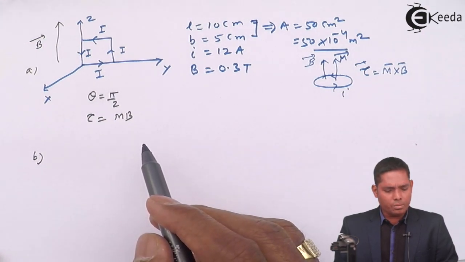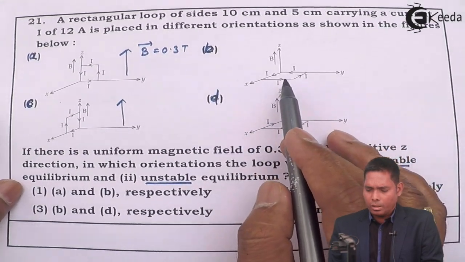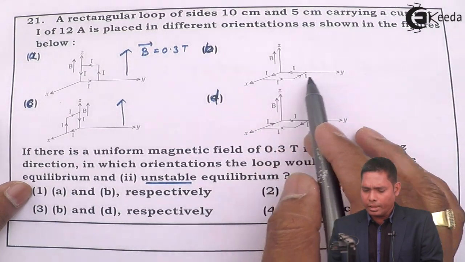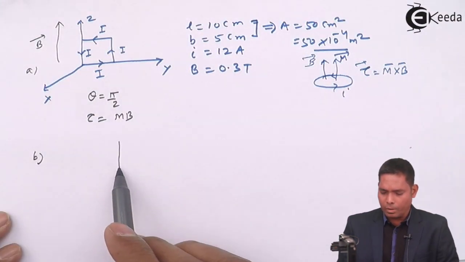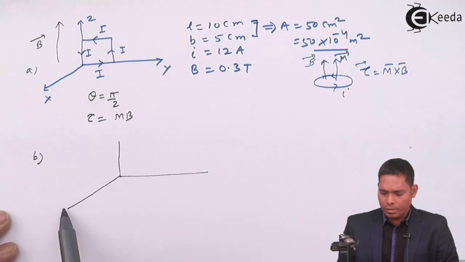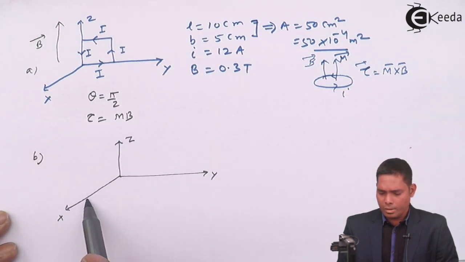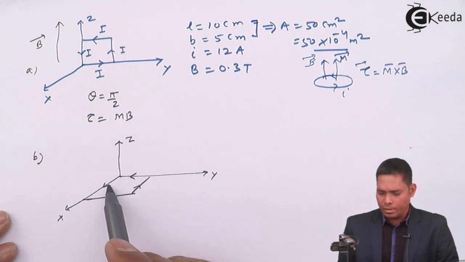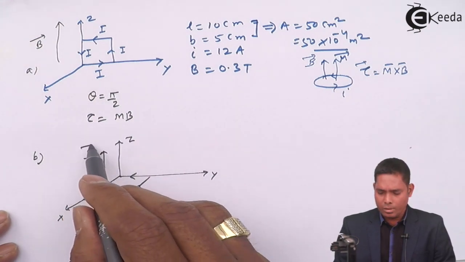If I see option B, you can see this is option number B. Here the coil is placed in the XY plane and the orientation is anti-clockwise. So let me draw the diagram once again. This is your X, this is your Y, and this is the Z axis. The coil is placed like that. The current is in the anti-clockwise sense, and the magnetic field is as usual in this direction B.